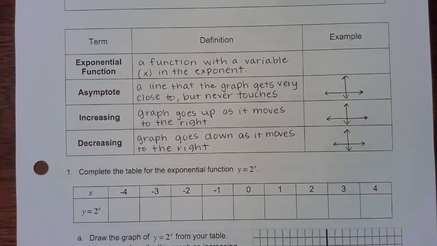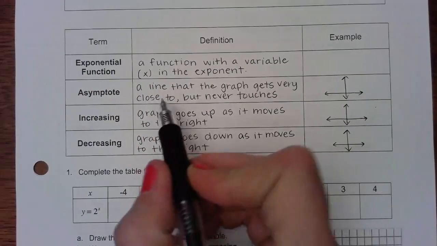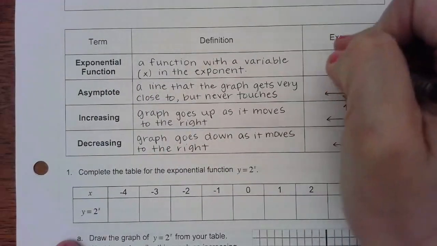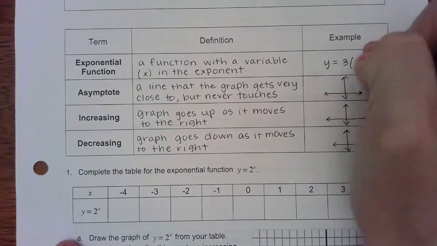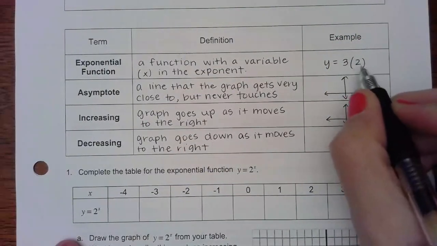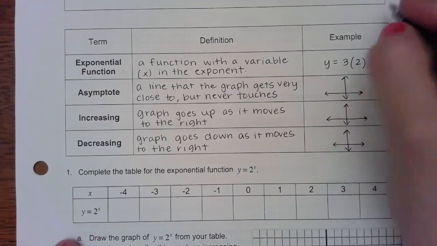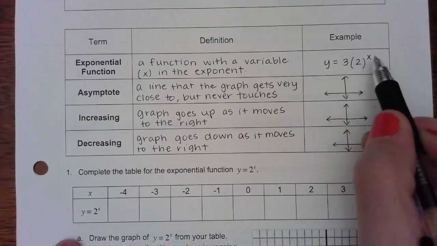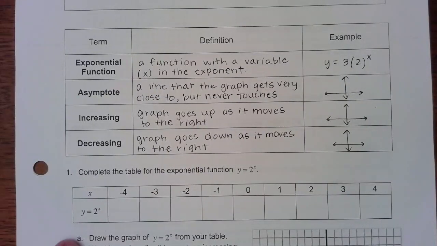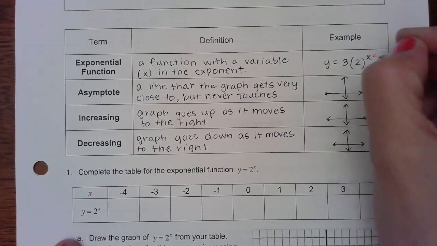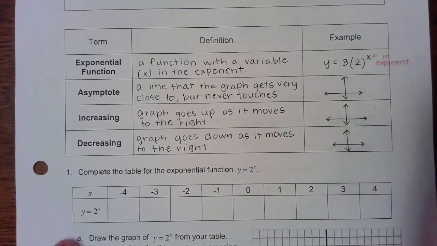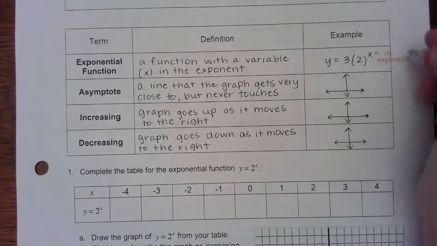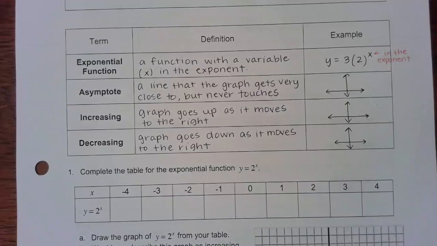An exponential function is a function with a variable x, but the x has to be up in the exponent. An example of that would be something like this. It's not always going to have parentheses. Sometimes it could have a dot right here, but usually you'll see it with parentheses. But what makes this an exponential function isn't really the number 3 or the number 2. It's this x that's up here in the exponent. So I'm just making a little note there that the x is up in the exponent. That's the placement that makes this an exponential function.